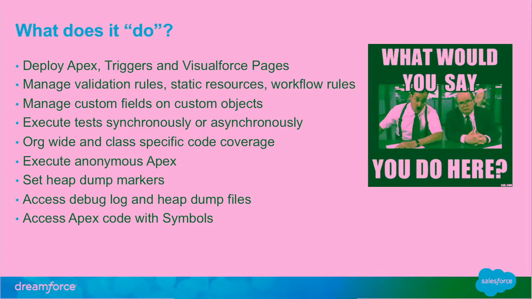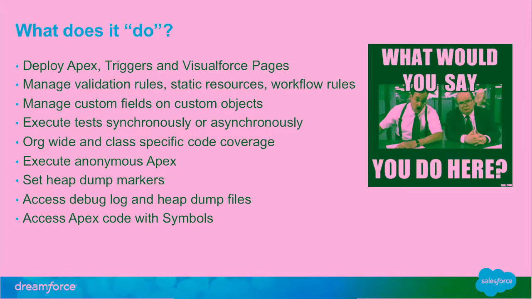So you could say, I want to create a field in this custom object. I want to change the label. I want to increase the field size, and then I may want to delete it. You can do all that with the Metadata API. Execute tests synchronously or asynchronously. I'll show you that in a second here, but you can run all your tests on a single object or on your entire org, and it'll give you code coverage back.